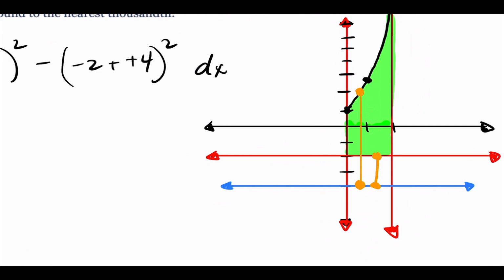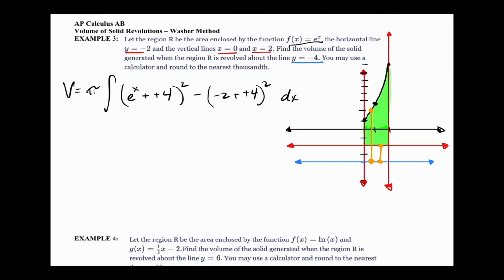The bounds were created for you. The bounds are here and here. So 0 to 2. Okay, e to the x plus 4 squared minus 2 squared, which is just 4. Okay. Calculator does the rest.